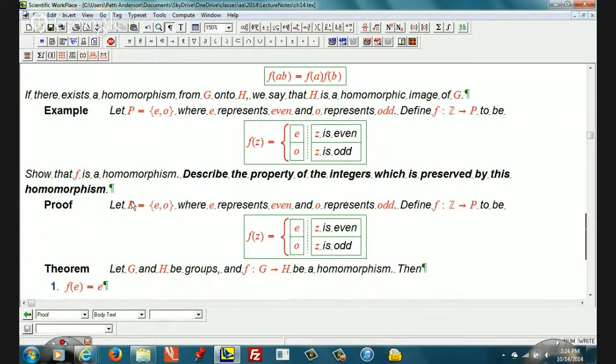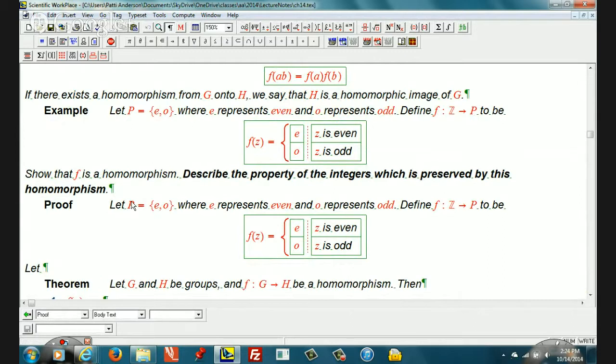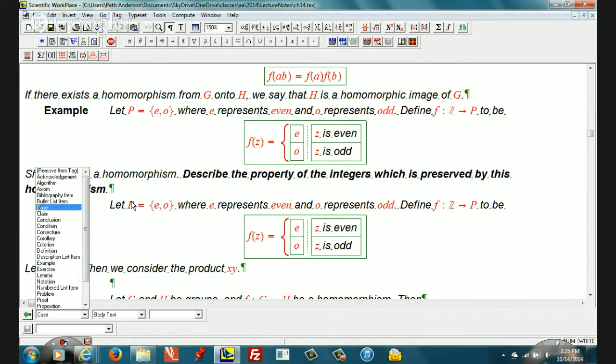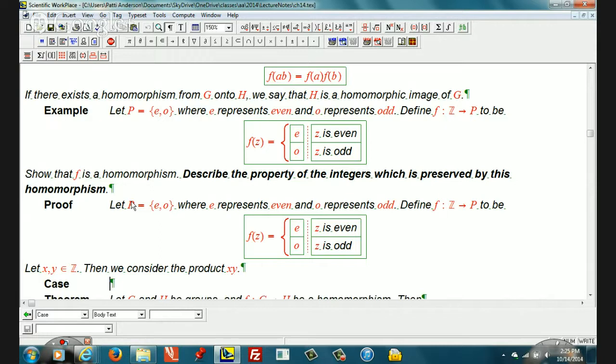Yeah, we have to get two elements. So what do we want to call our two elements in the integers? Okay, x and y. Let x and y be in the integers. Then we are going to look at the product, and we're going to have cases depending on the product. So the case that we're looking at is x times y is even.